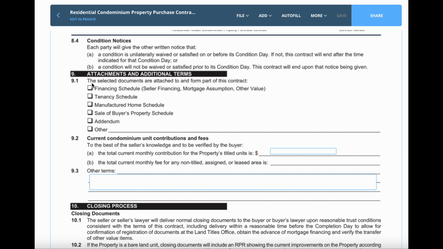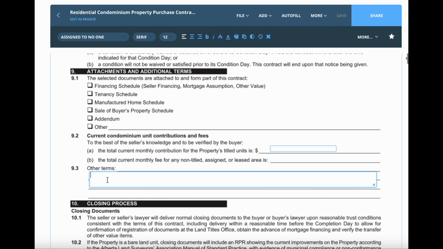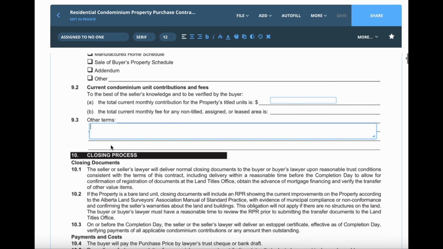These are some additional documents that are important if we are working on any creative financing, if there is a tenant involved, if this is a manufactured home, if the buyer needs to sell first prior to buying, or any other addendums. This is also very important to mention: how much are the current monthly condo fees, and if any other monthly fees are being paid for any other areas. Other terms, we would put a final walkthrough here, just so we can check, the day before possession, if the property is really in the functioning state as it was when we signed this contract.